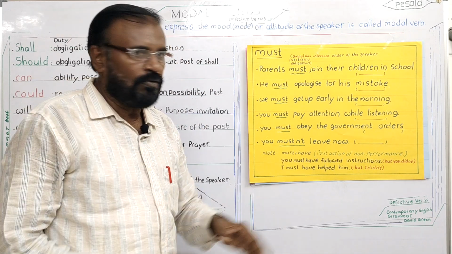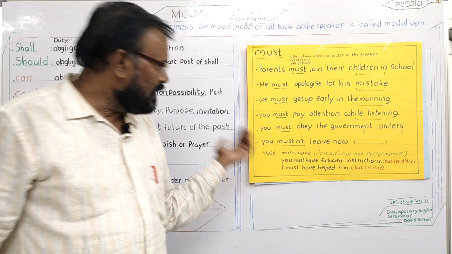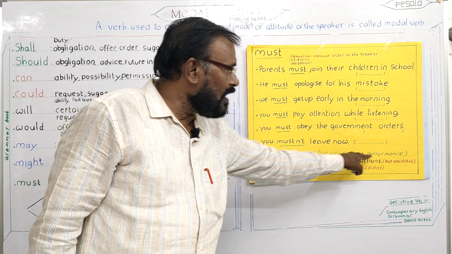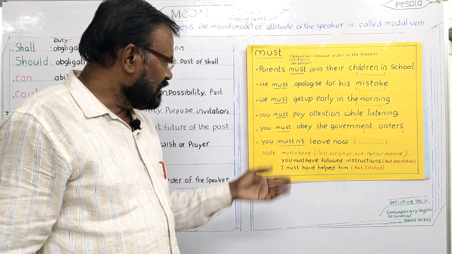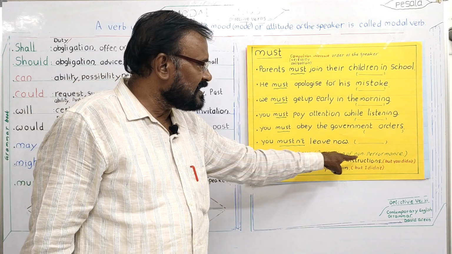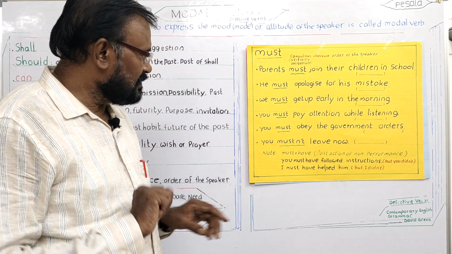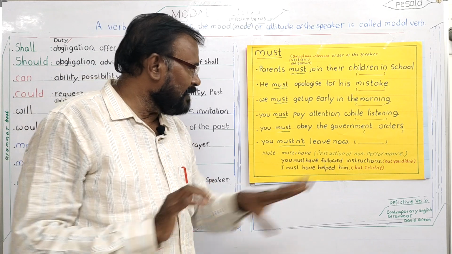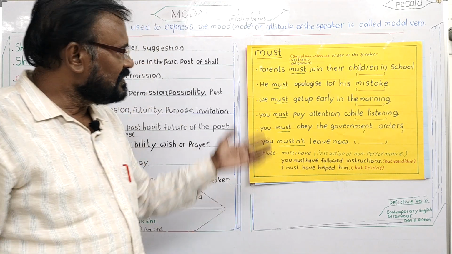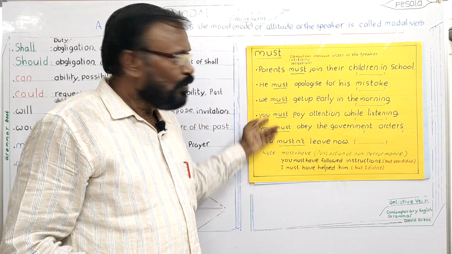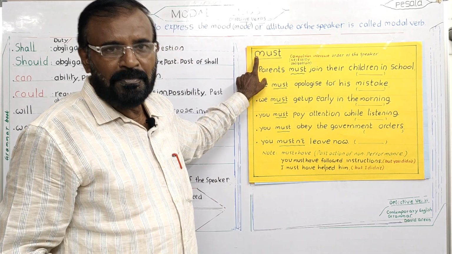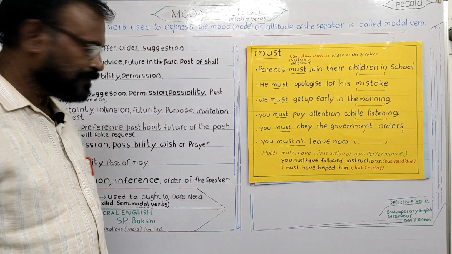Note, must plus have. Past action of non-performance. You must have followed instructions, but you didn't. I must have helped him, but I didn't. For these purposes, we use modal verb must. Next.